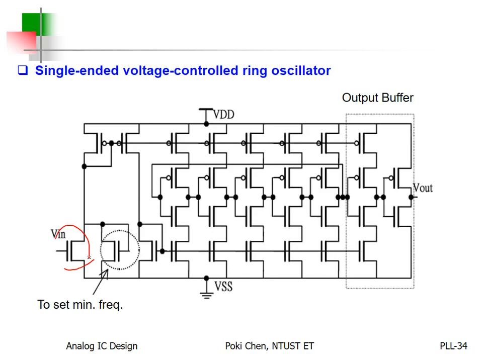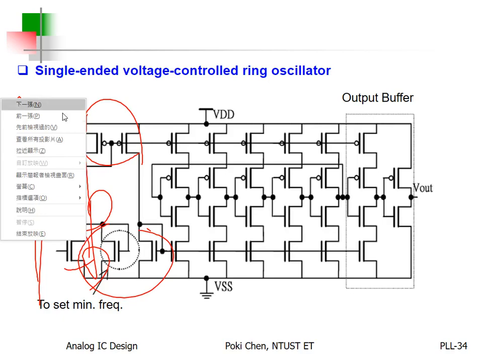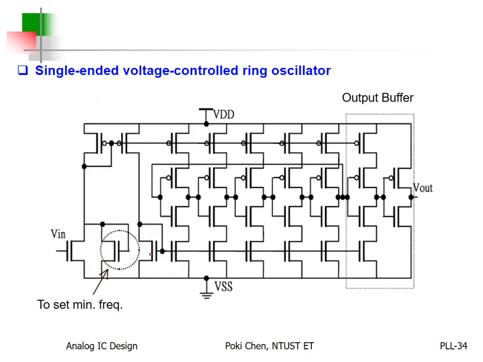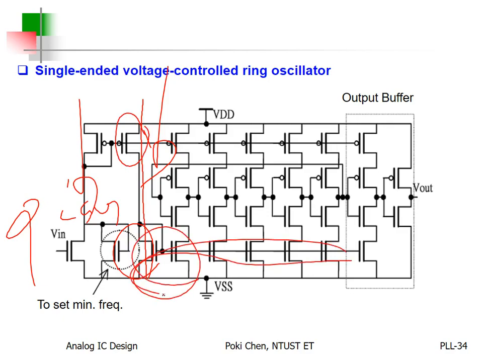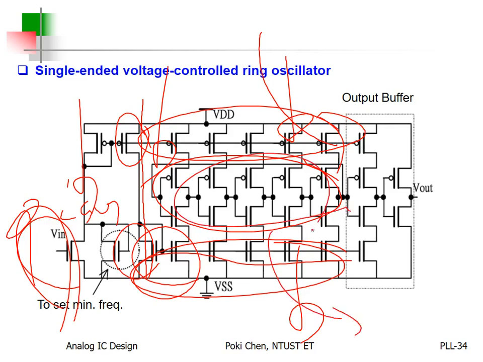You can see for the NMOS, the larger Vin means what? The more current you can conduct. Simple to test the idea. So the larger the input, the more current. And this is a current mirror. So the more input, the larger the current here, and the current mirror there, and then another current mirror to control there. So the charging current and the discharging current of the NOT gate are actually controlled by Vin. So the higher the Vin, the larger the charging and discharging current.